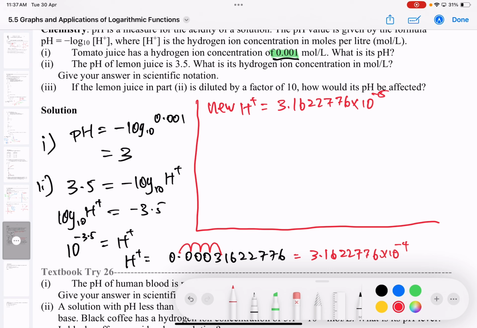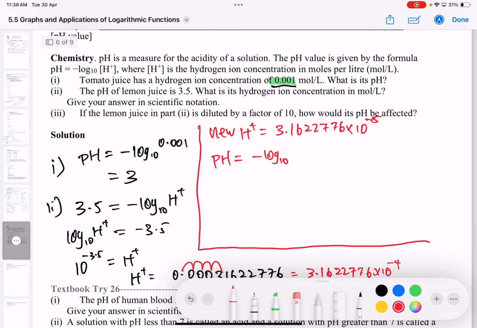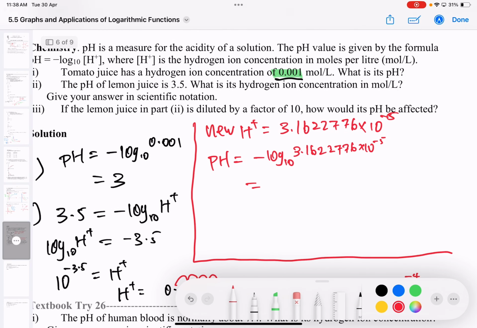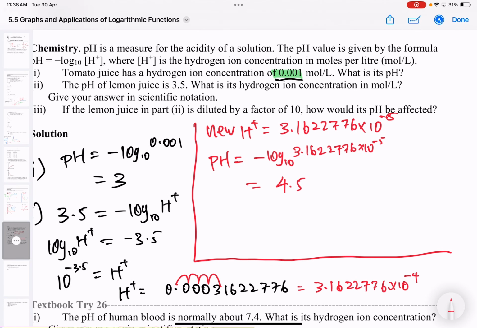If this is my new concentration, can we work out our new pH? So my new pH will just be negative log base 10 of my concentration, 3.16227776 times 10 to the power of negative 5. So what's my answer? If you enter this in your calculator, what's my answer? Anyone who has tried it? 4.5. Okay, so what happens to the pH? The pH was 3.5, it rises to 4.5. So the pH rose by 1. In this case, is it becoming more acidic or more alkaline? Yeah, more alkaline. Alright, but it's still acidic.